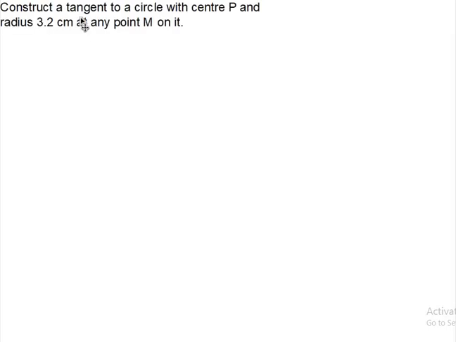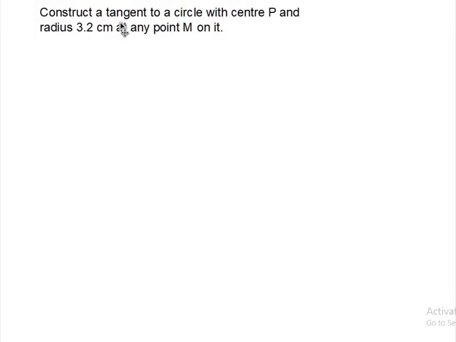Okay, now see, we go to the first type, that is using the center. Here you have a question: construct a tangent to a circle with center P and radius 3.2 at any point M on it. So again I will show you two methods here. See, the first method is that what you do is that first you take a compass, in that arrange it with a radius 3.2 centimeter.